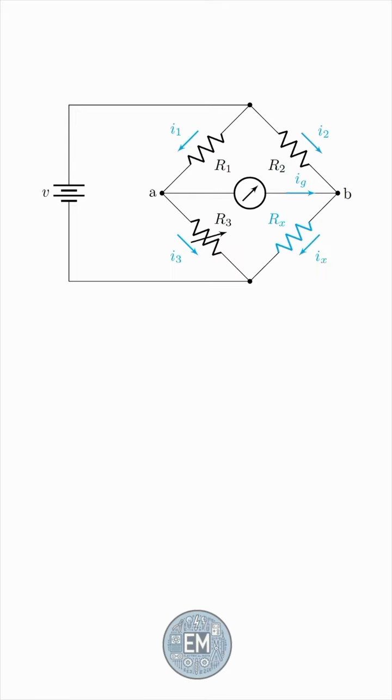R3 is a variable resistor, and Rx is the resistor whose resistance is to be measured. This is a galvanometer. You can think of it as an ammeter that is extra sensitive and can therefore measure current in the microamp range. The idea of the Wheatstone bridge is to vary the resistance of R3 until the current in the galvanometer is 0. At this point, we say the bridge is balanced.